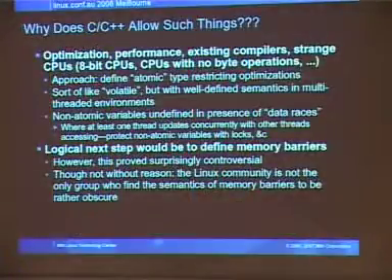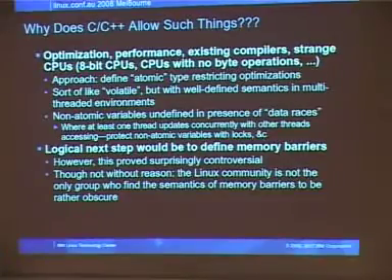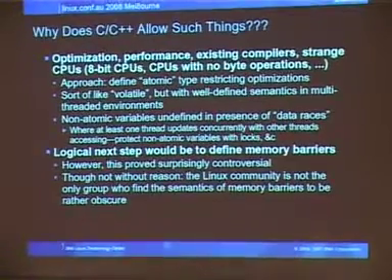And it's specifically permitted by the standard. We've gone through some of these, but it's good to sum them up. C does this for optimization reasons, to get better performance. A lot of existing compilers do this. There are strange CPUs for which there is no other way to get the job done: 8-bit CPUs. There have been CPUs that have large words but don't have any way of getting at subwords.